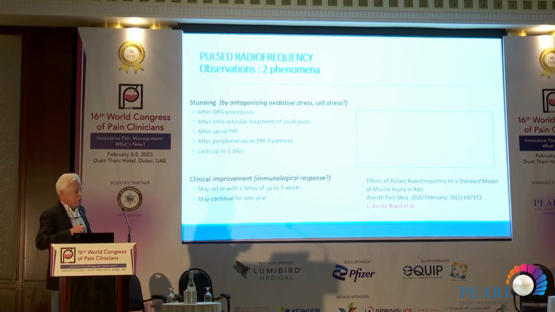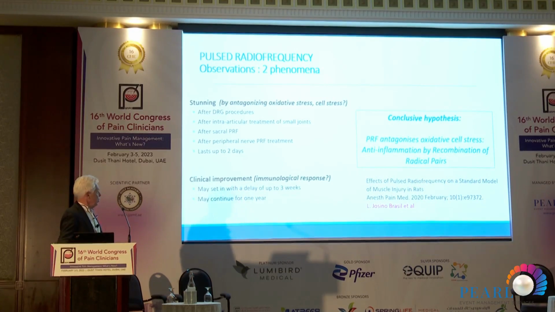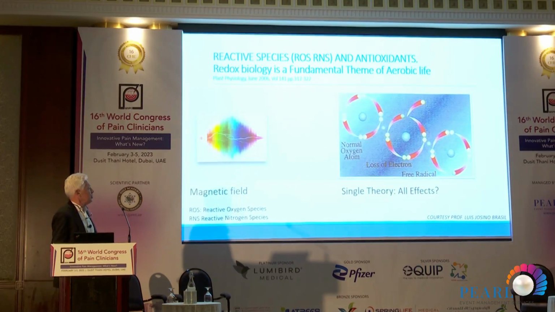So we use these procedures in the clinic already 25 years, and you see stunning effects after DRG, intra-articular treatments, sacral pulse trap, peripheral nerve treatments, lasting up to days, and after 3 weeks you see the longer lasting effect. And the hypothesis now is that the mechanism works by recombination of radical pairs. It works anti-inflammatory by recombination of radical pairs. Here you see the slides of Professor Brazil, which show it.